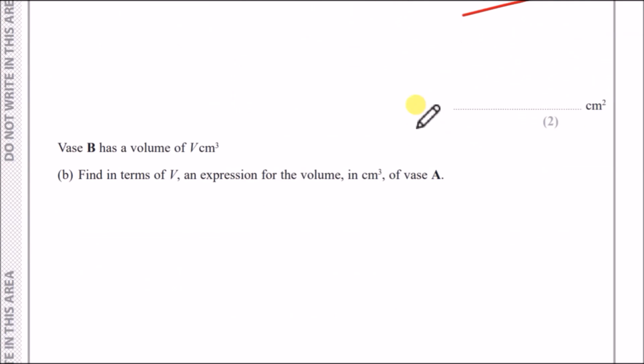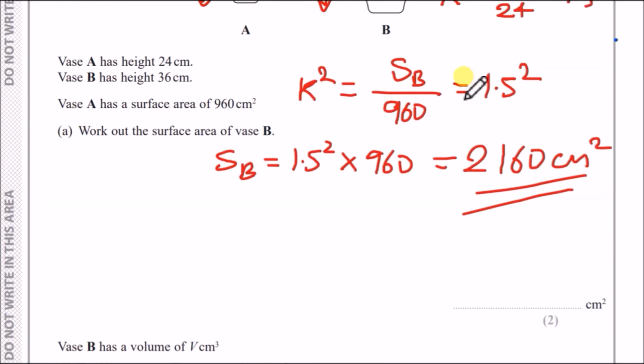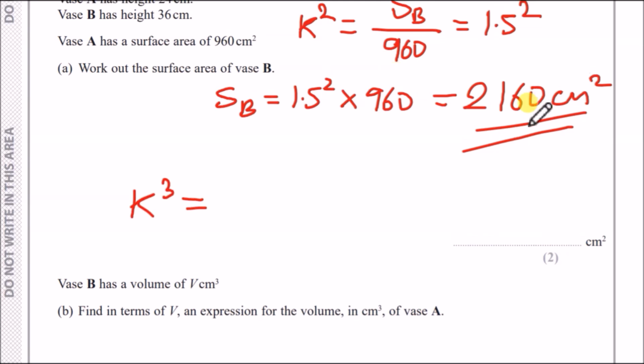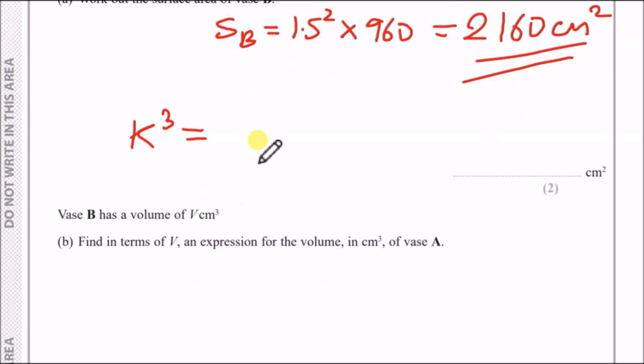Now for part B, it says vase B has a volume of V centimeters cubed. Find, in terms of V, an expression for the volume in centimeters cubed of vase A. So we're going to literally mimic the idea here. Yeah? Because we're dealing with volumes, instead of k squared, we're going to use k cubed equals the bigger shape, so the volume of B. So the volume of B, he calls it V. And we want to find in terms of it the volume of vase A. So we're going to just call this VA, yeah? Just for the sake of it.